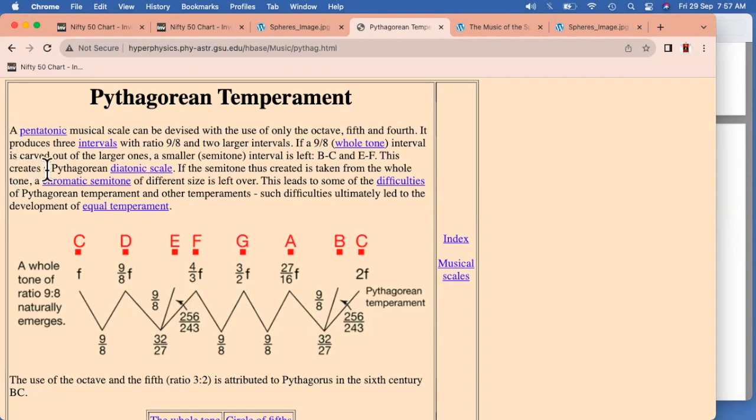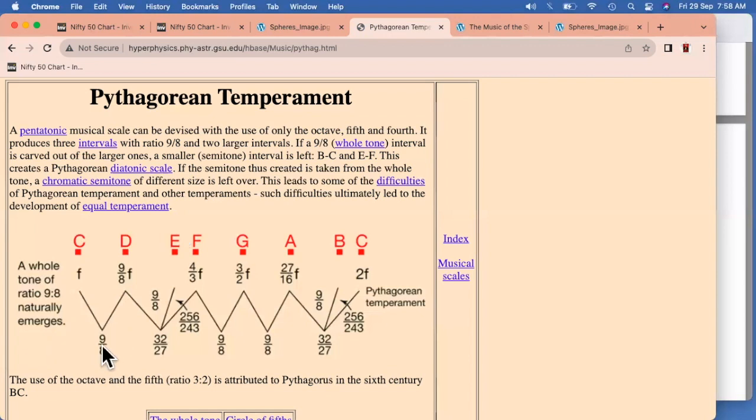This creates a Pythagorean diatonic scale. The semitone thus created is taken from the whole tone, leaving a chromatic semitone of a different size as a leftover. This leads to some of the difficulties of Pythagorean temperament and other temperaments. Such difficulties ultimately lead to the development of equal temperament.